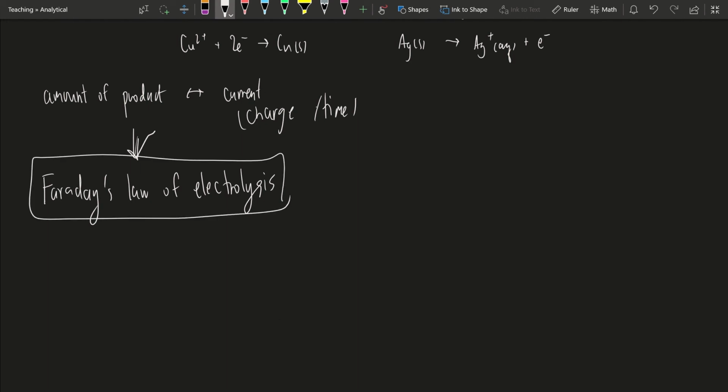Which says that the amount of the electrolysis product is proportional to the charge that flows through the cell. Again, the amount of electrolysis product is proportional to the charge that flows through the cell. That is, if we know the amount of the charge, then we can calculate the amount of the product.